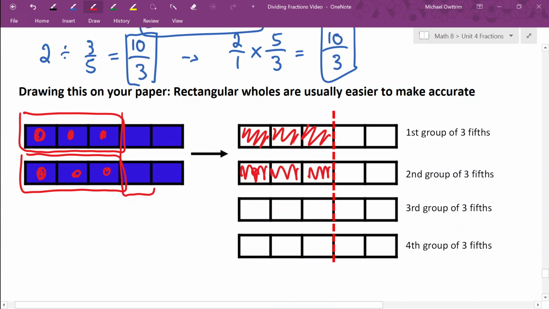And we can make a kind of L-shaped group of 3/5 to fill in another guy. Used up all of those. And then we've got one left over right here. So we have 3 full groups and 1 out of 3 in the last group.